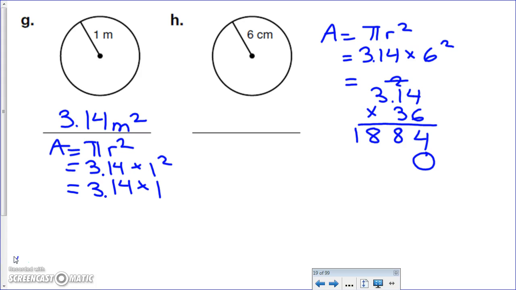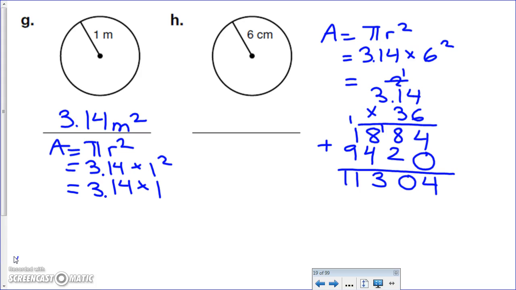3 times 4 is 12. 3 times 1 plus 1 is 4. And 3 times 3 is 9. Now we're going to add the two partial products. 4 plus 0 is 4. 8 plus 2 is 10. 1 plus 9 plus 4 is 13. And 1 plus 1 plus 9 is 11.